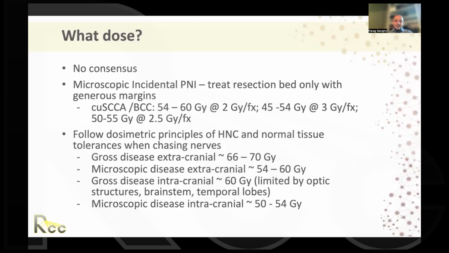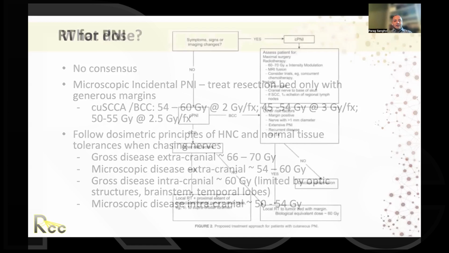in these patients. And then for microscopic disease, where you're just doing elective nerve coverage, 50 to 54 gray is pretty adequate. And then, as I mentioned, for the vast majority of skin cancer patients, at least here, we try to give them immunotherapy concurrently and adjuvantly for a year to 2 years. And so I actually feel really good about not going to very high doses for microscopic disease, because I know that they're getting the one-two punch between radiation and immunotherapy for these patients.